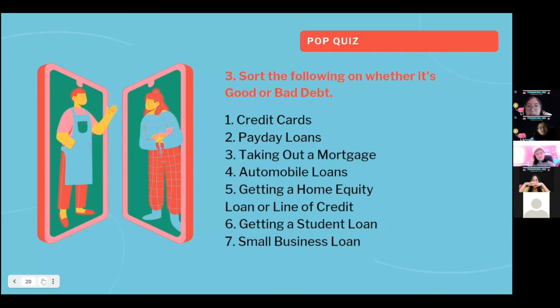So question number 3 is worth 5 points. Sort the following on whether it's good or bad debt. Number 1, credit cards. Number 2, payday loans. Number 3, taking out a mortgage. Number 4, automobile loans. Number 5, getting a home equity loan or line of credit. Number 6, getting a student loan. Or number 7, getting a small business loan. So the ones that are bad debt are 1, 2, and 4, and then good debt is 3, 5, 6, and 7. So if you got that, you'll get 5 points.